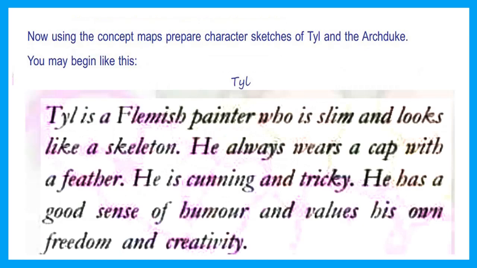Now, using the concept maps, prepare character sketches of Tile and the Archduke. Tile is a Flemish painter who is slim and looks like a skeleton. He always wears a cap with a feather. He is cunning and tricky. He has a good sense of humor and values his own freedom and creativity.